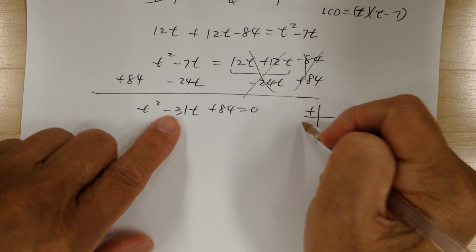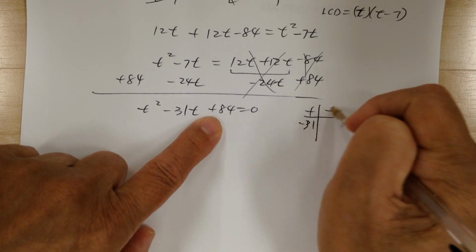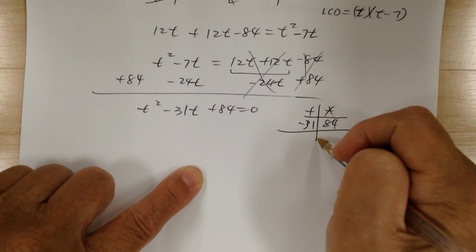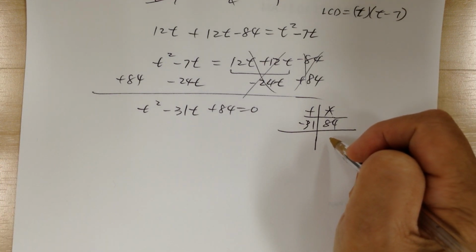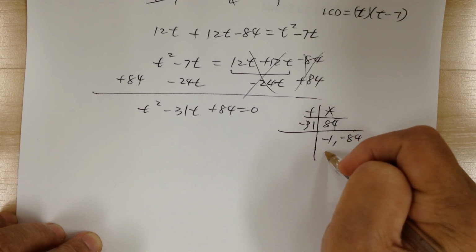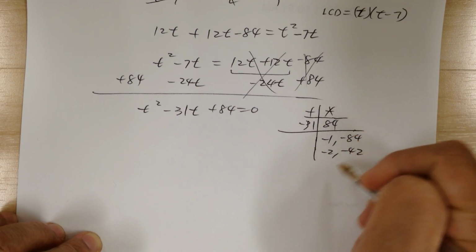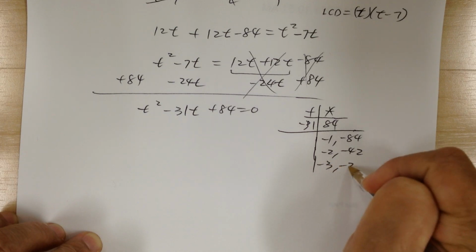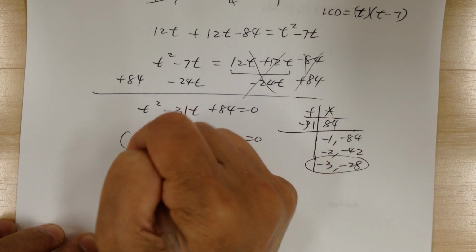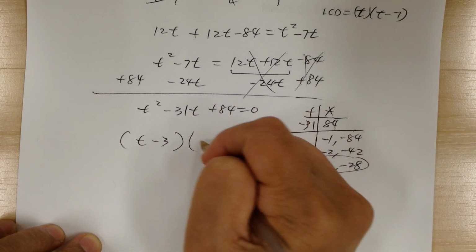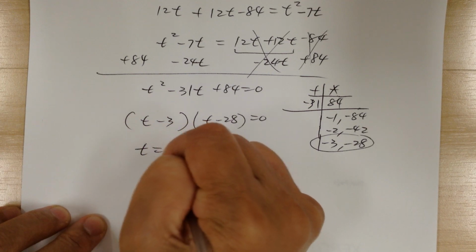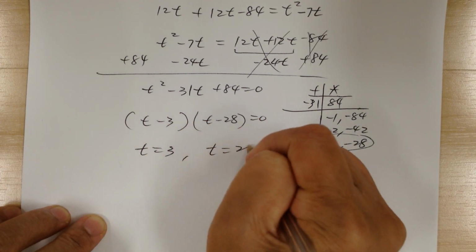I need to add to get negative 31. I need to multiply to get 84. So start with negative 1, negative 84, and negative 2, negative 42, negative 3, negative 28, and that's the one. So I'm going to get t minus 3, t minus 28. So from here I get t equal to 3 and t equal to 28.